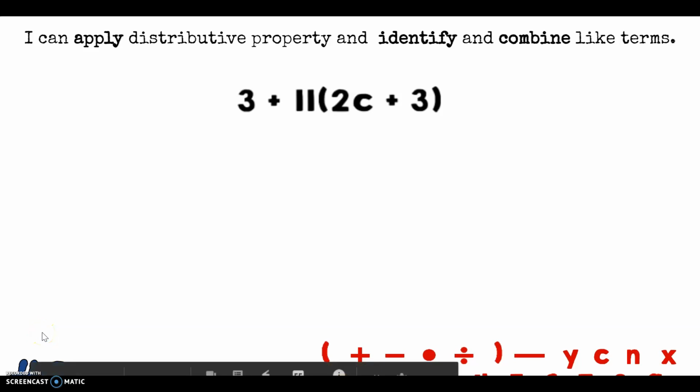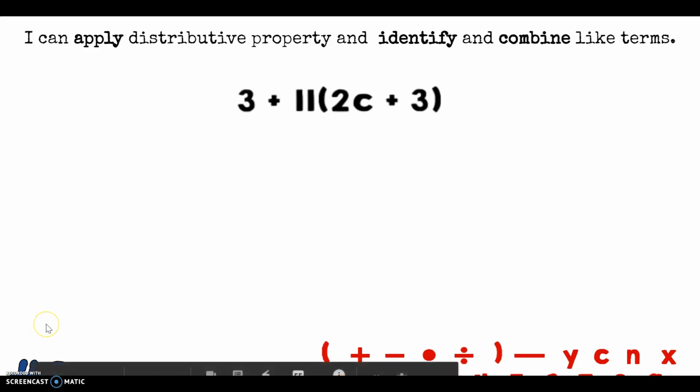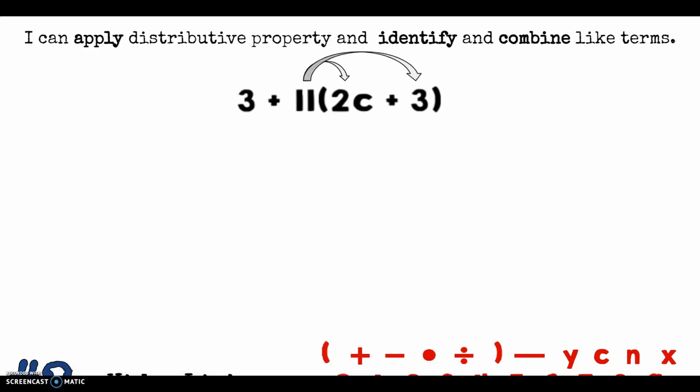Okay, problem number 2. We're still applying the distributive property and identifying and combining our like terms. We have 3 plus 11 times 2c plus 3. So the first thing we're going to do is identify our distributive property, what we're going to distribute. We're going to take that 11 and distribute it to the 2c and the positive 3.